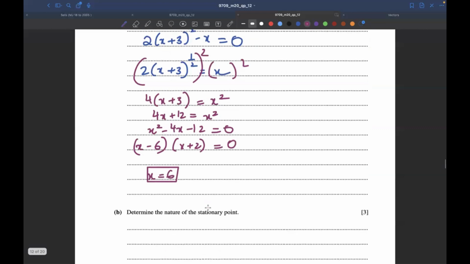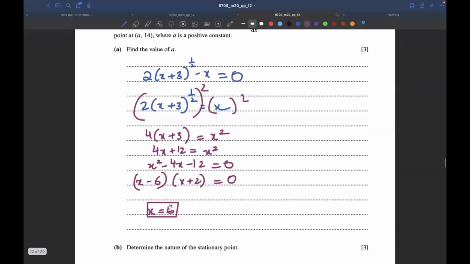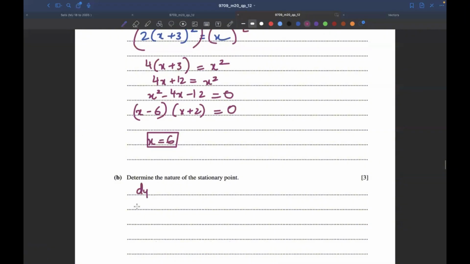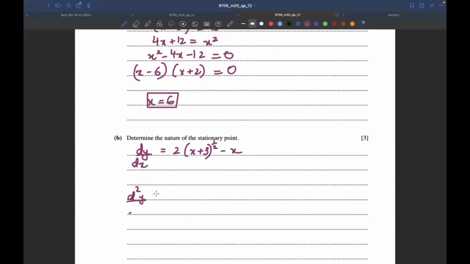In part B, it says determine the nature of the stationary point. Now, to determine the nature of the stationary point, we'll have to differentiate the expression for dy/dx. So we know that dy/dx is equal to 2(x + 3)^(1/2) - x. Differentiating this again to get the double derivative, we will get half into 2, that's 1, into (x + 3) to the power of minus half, and the derivative of x + 3 is 1, so we leave it as it is, and then this will become -1.